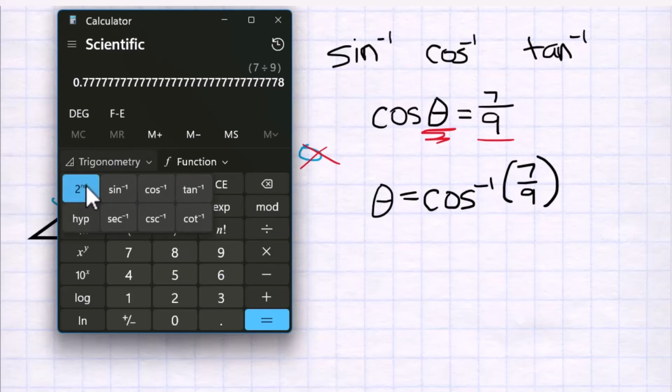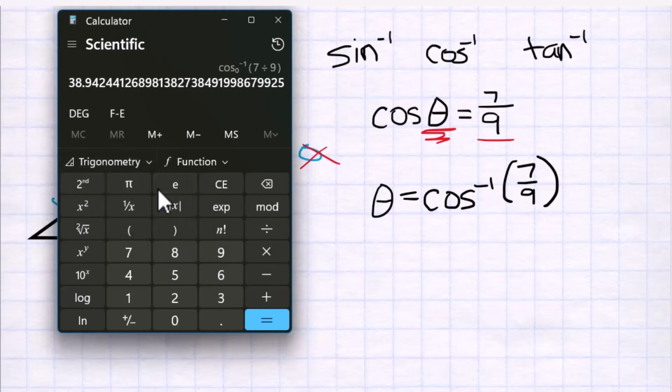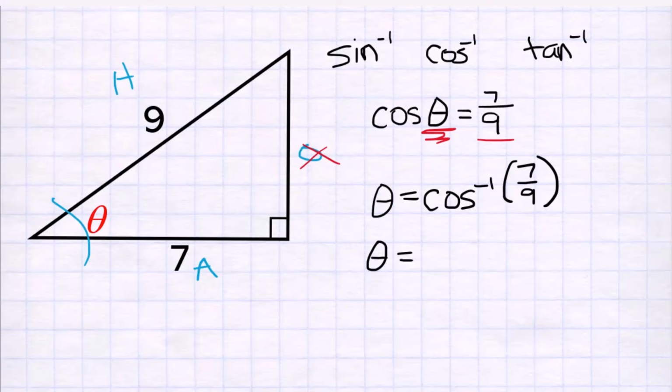I'm going to go second. See how they pop up here? This is the one I want. And there it is, 38.942. So my angle theta is 38.942 degrees. That's probably too many decimals for an angle. Check your directions. They usually want maybe 1 decimal or even round it to the nearest one.